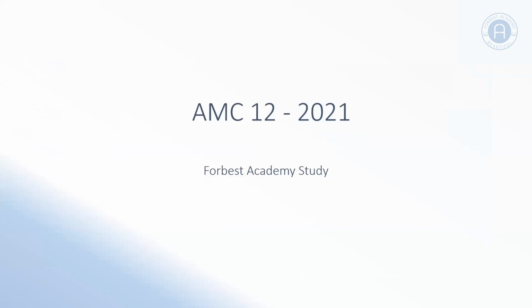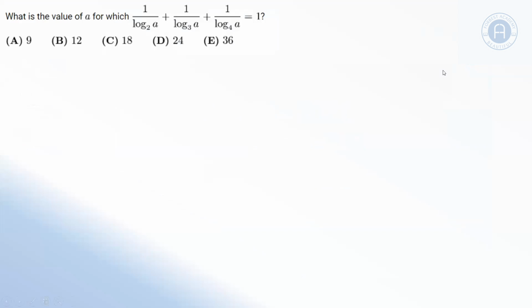This week we're going to be taking a look at 5 AMC 12 questions and breaking down the concepts needed to answer them. We're going to be starting this week with a logarithms question, and that is, what is the value of a for which 1 over log base 2a plus 1 over log base 3a plus 1 over log base 4a is equal to 1?